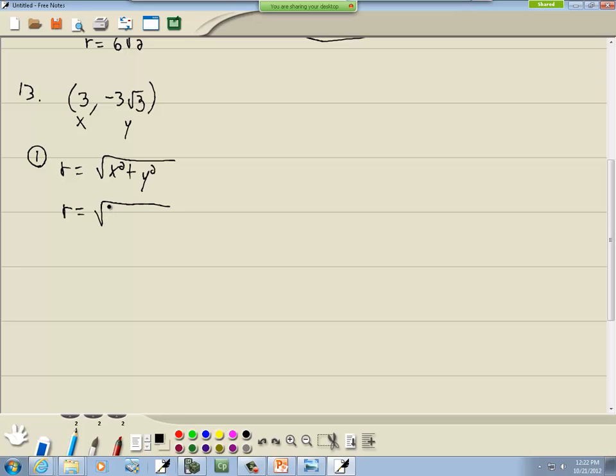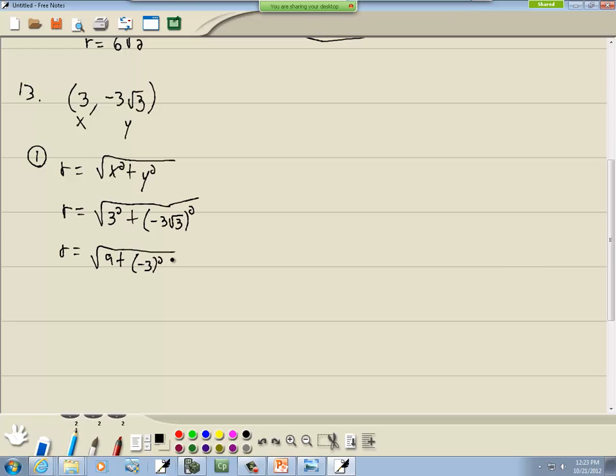Well, x is 3, so we got 3 squared plus y, which is -3 square root of 3, squared. Now 3 squared is 9. Now when you got multiple items inside of parentheses separated by multiplication and division, and you raise it to a power, you can take everything to that power.